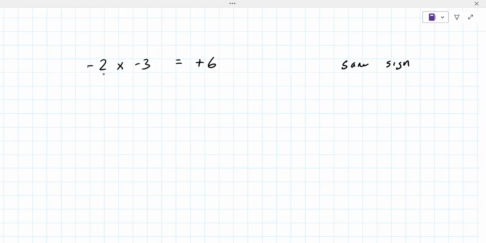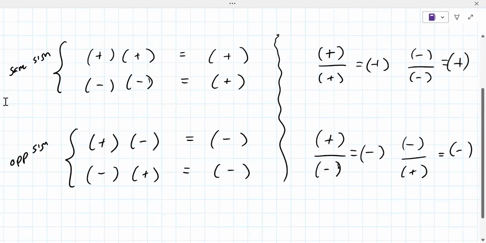So what I'm concerned about is you didn't write this down in a way that is meaningful to you. Same sign means they're both positive or both negative. When they're both positive or both negative, the answer is positive. If they're opposite in sign, one positive and one negative, or negative and then a positive, it's negative. So if they're same sign, the answer is positive. If they're opposite sign, the answer is negative. You have to get that down super, super clear.